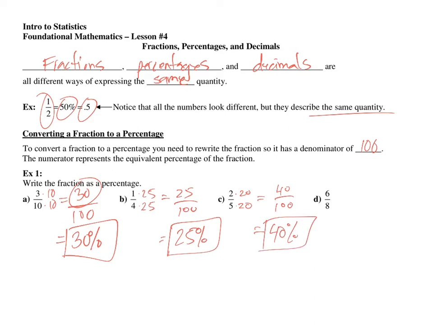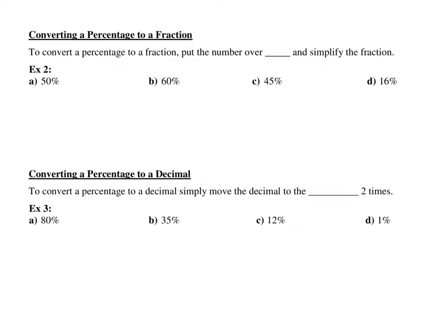Then you have 6 over 8. Can you multiply 8 by anything to get 100? No. So what do you do in this case? Well, can we simplify the fraction? Yeah, we could do that. So I get 3/4. Now this is much easier to do. Multiply 4 by 25, top and bottom, 75 over 100. All right, 75%. All right, going on to the next example.